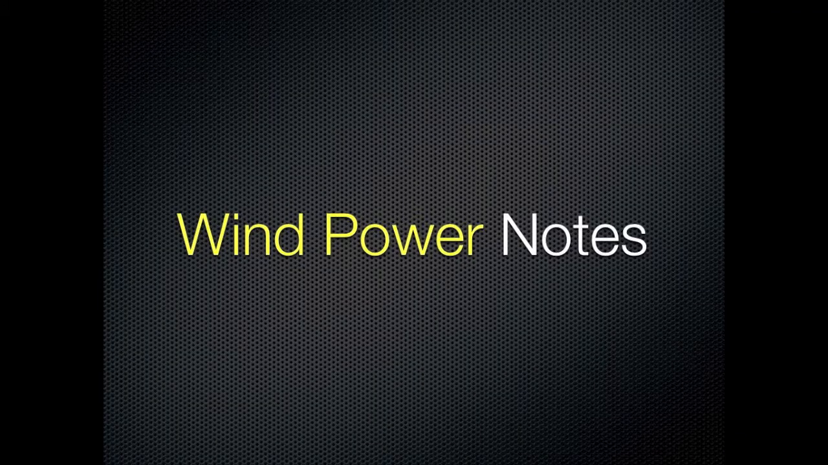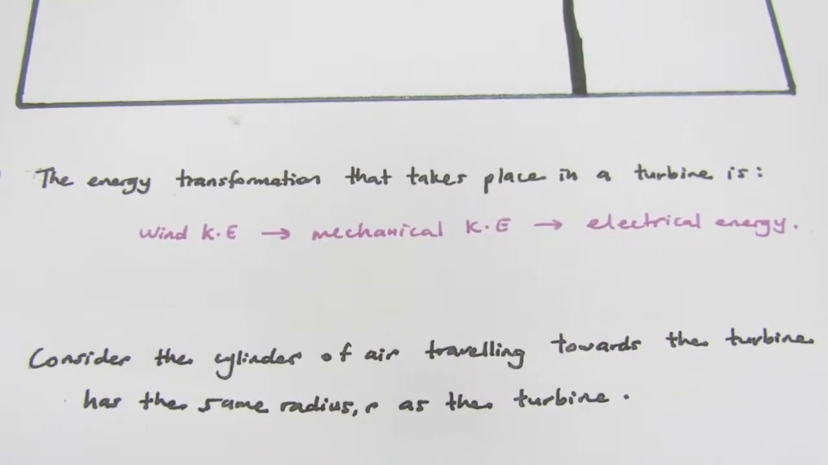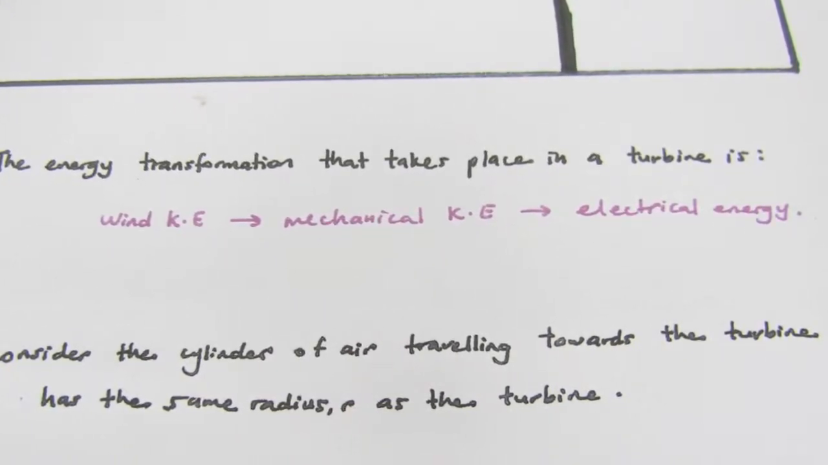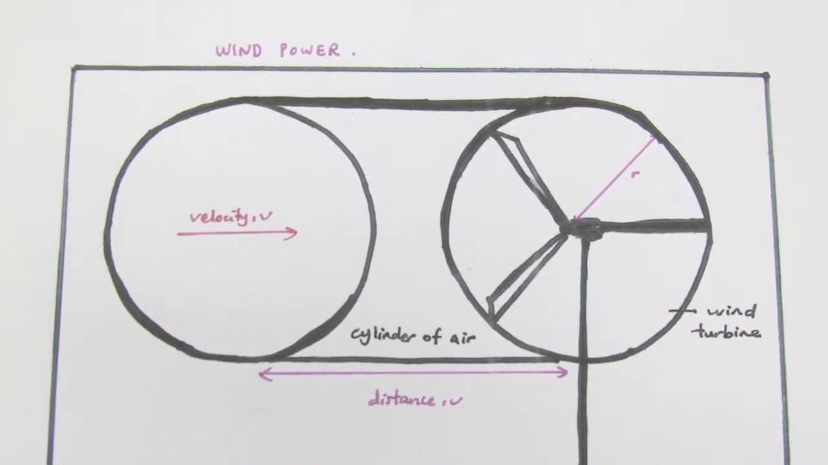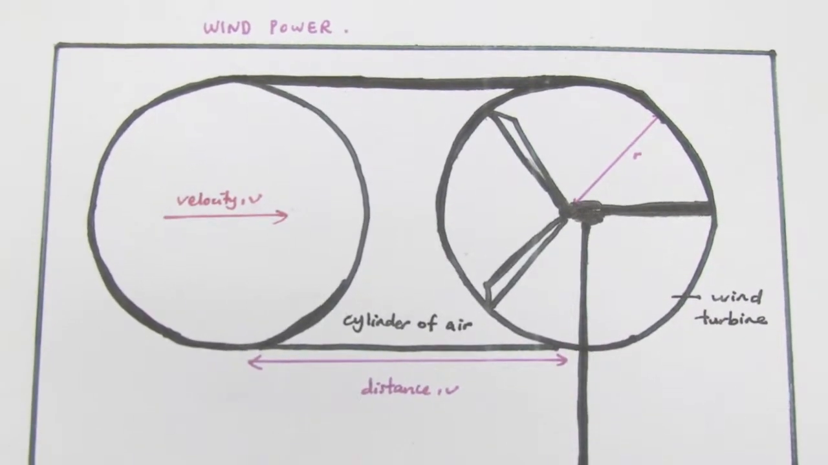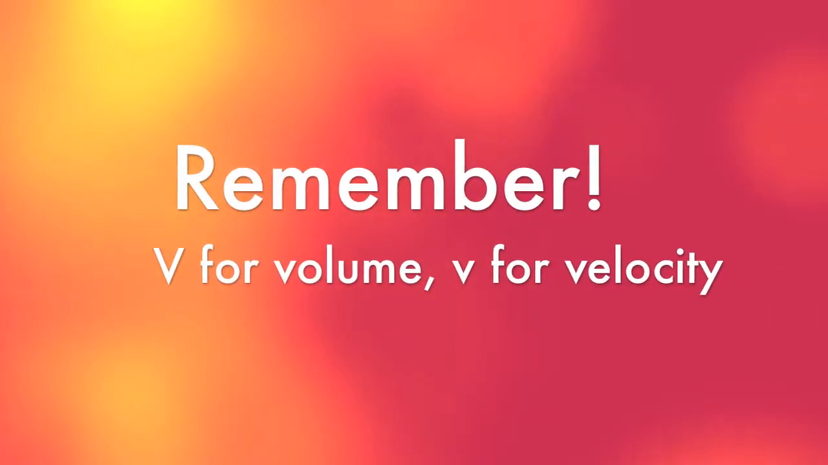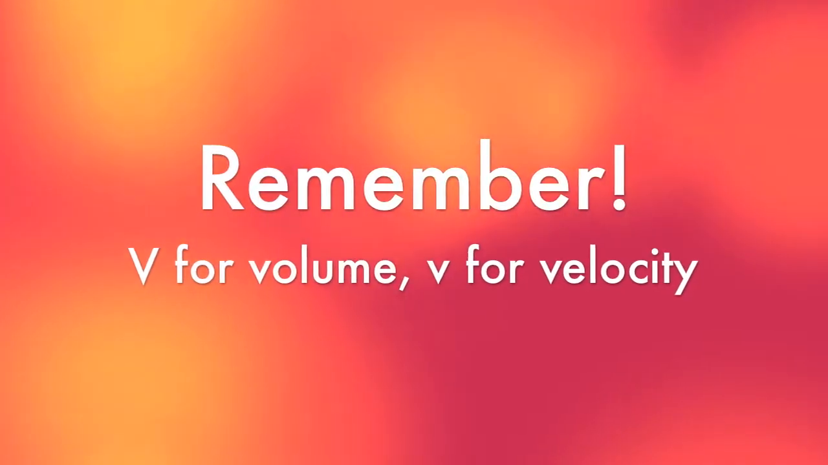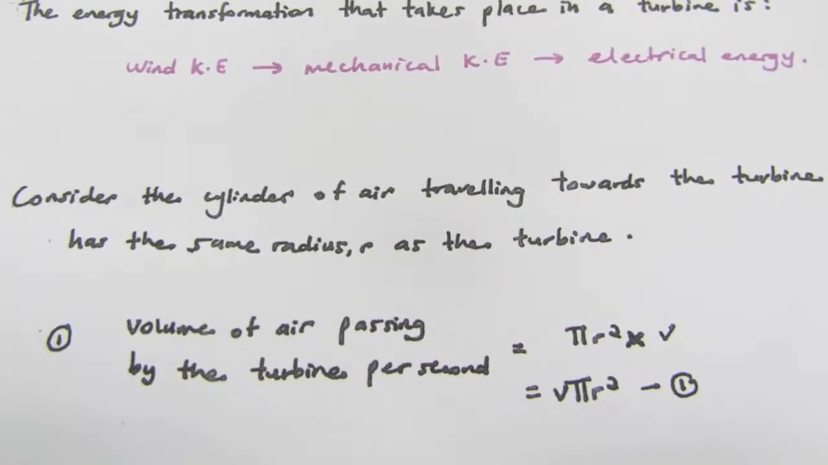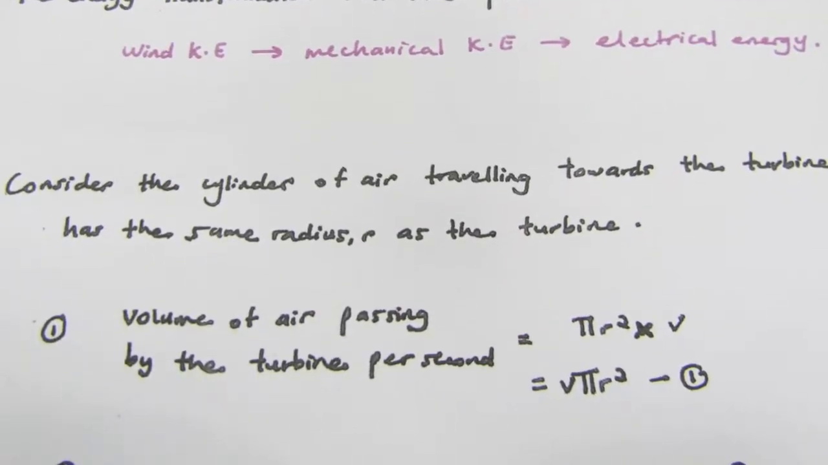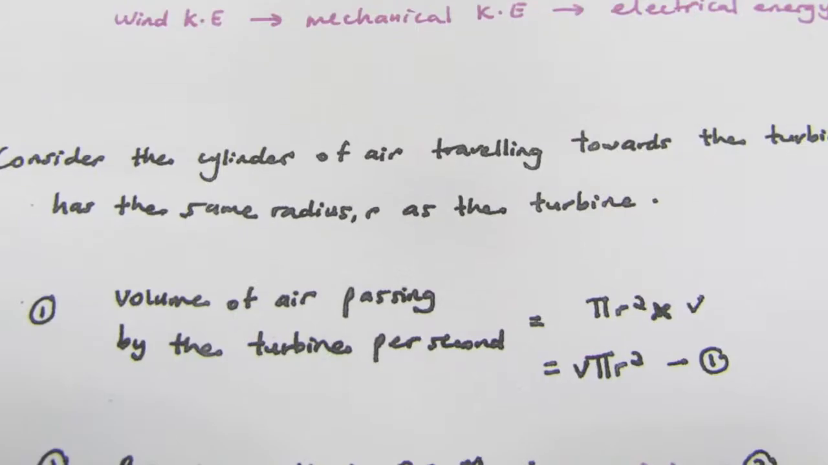Now let's look at my wind notes. So the energy transformation that takes place in a turbine is wind kinetic energy to mechanical kinetic energy, and finally electrical energy. Now based on the image drawn, we consider the cylinder of air traveling towards the wind turbine to have the same radius as the turbine. I'm going to use big V for volume and small v for velocity to avoid any confusion between them. So using the formula for the volume of a cylinder, we can deduce that the volume of air is πr²v, where small v is the velocity of the wind.